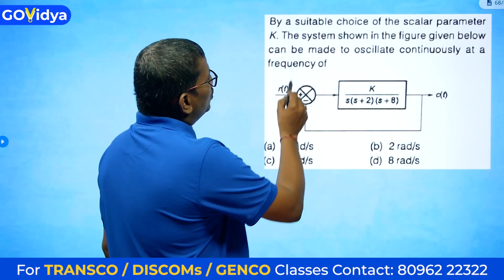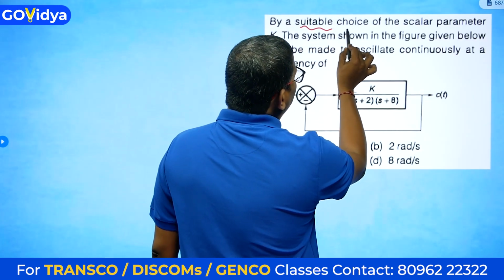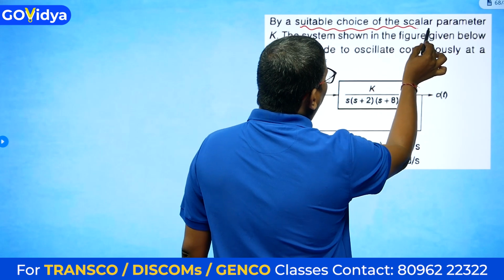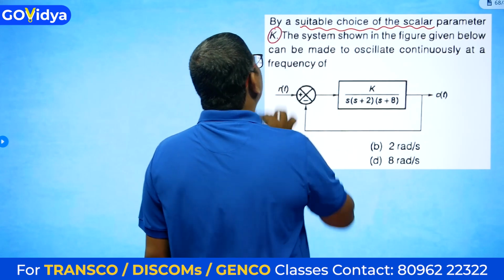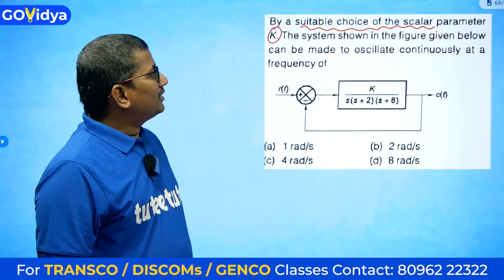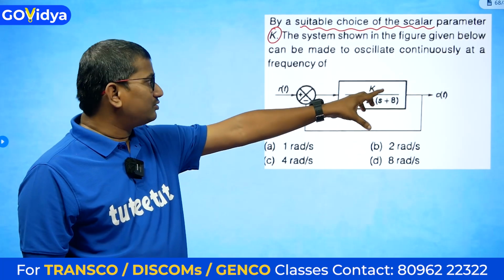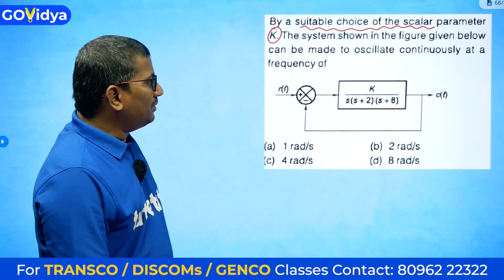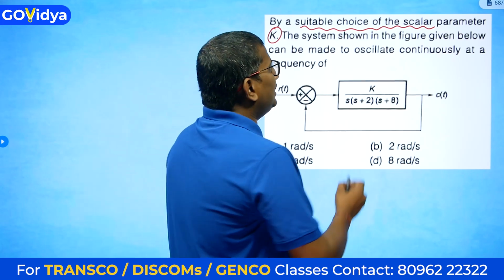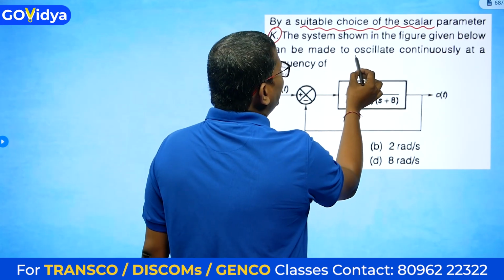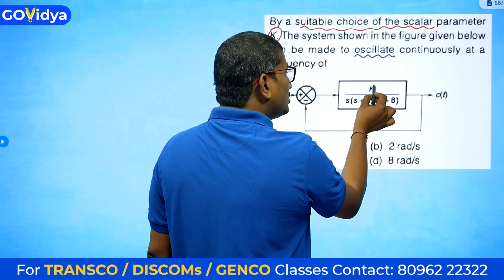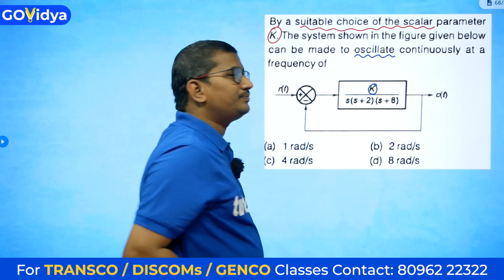By a suitable choice of the scalar parameter k, the system shown in the figure given below can be made to oscillate continuously at a frequency of. That means what they are asking is that the system is going to make continuous oscillations by choosing the proper value of gain k.